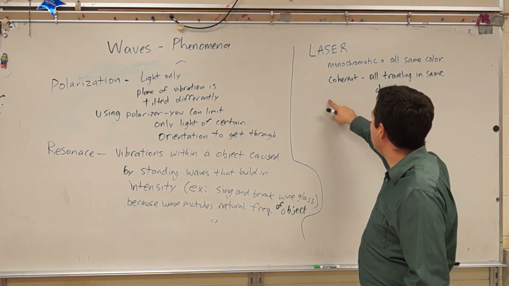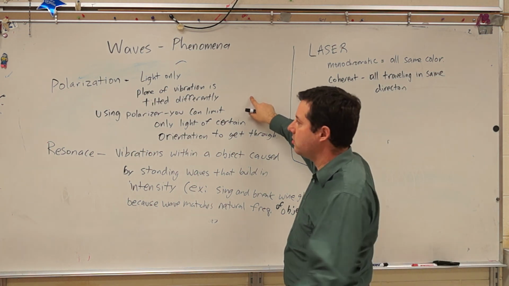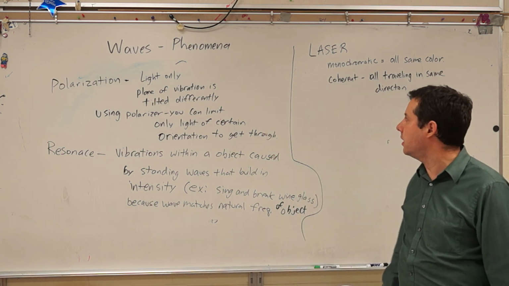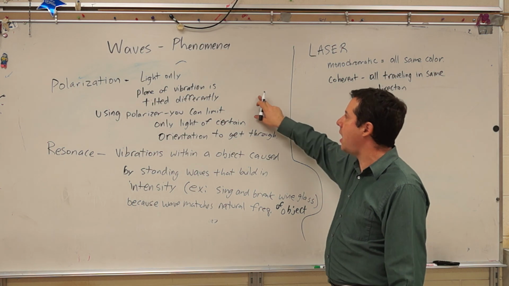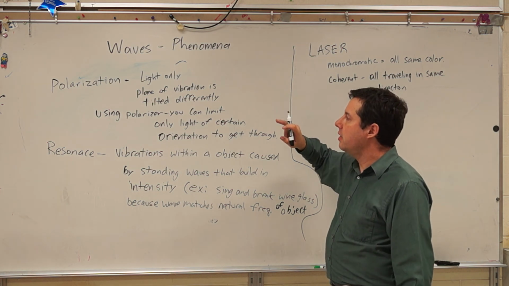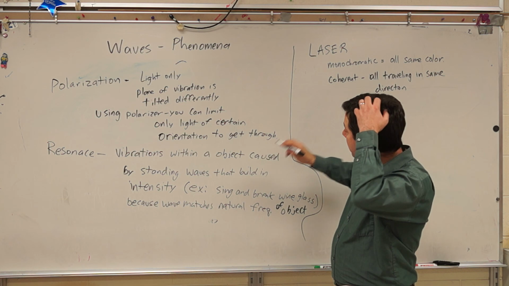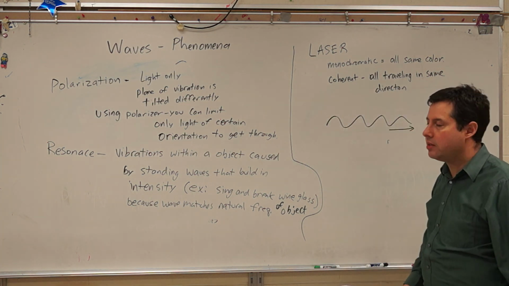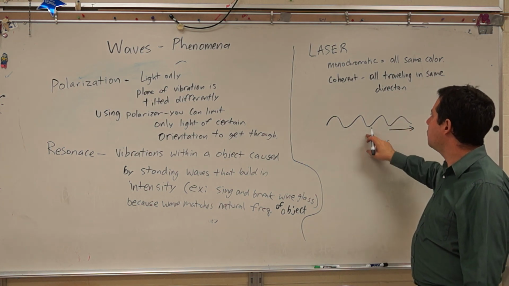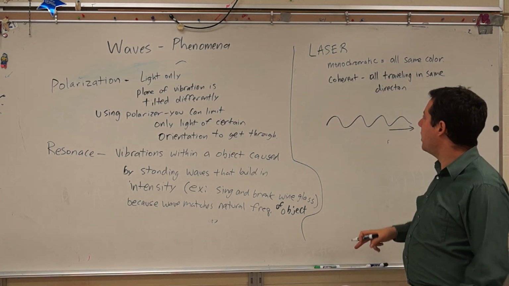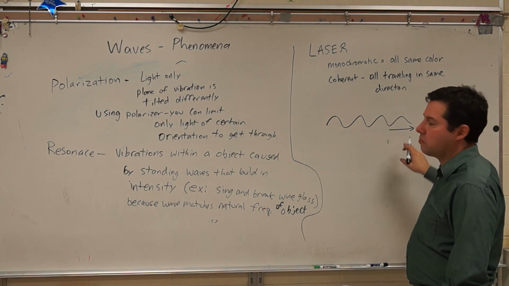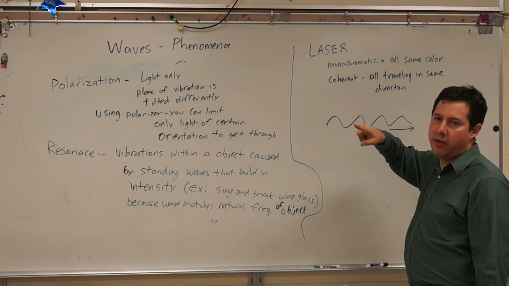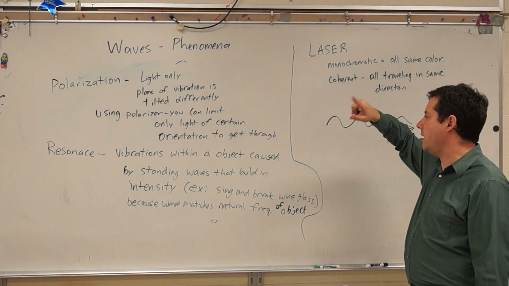Now, you might ask yourself, does that mean that a laser light has to be polarized? And the answer is no, not necessarily. Sometimes laser light can be polarized, sometimes it may not be. But keep in mind, you can have light going to the right, like this, that's the same color and the same frequency, which would make it monochromatic, but it could all be traveling to the right, which would make it coherent, but some of it might be vibrating up and down, some of it might be vibrating in and out, or at various angles.